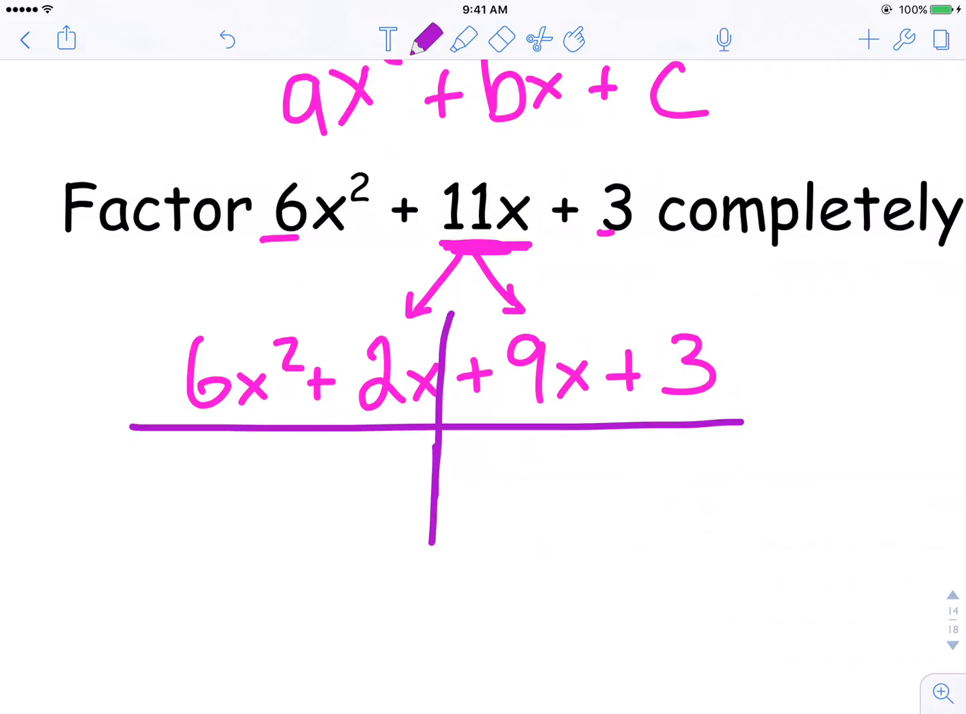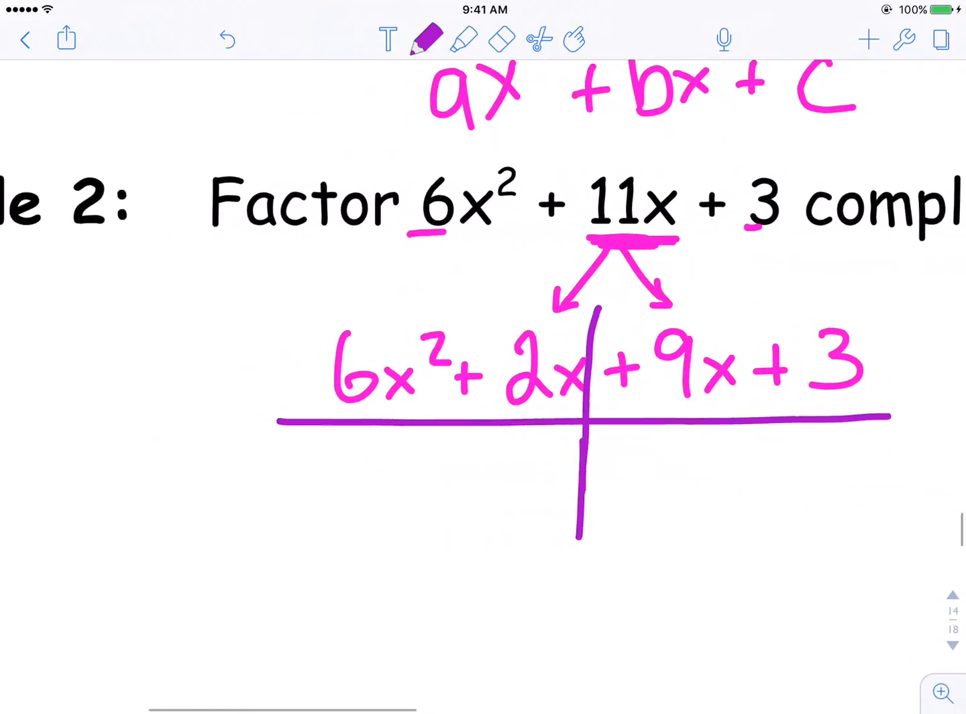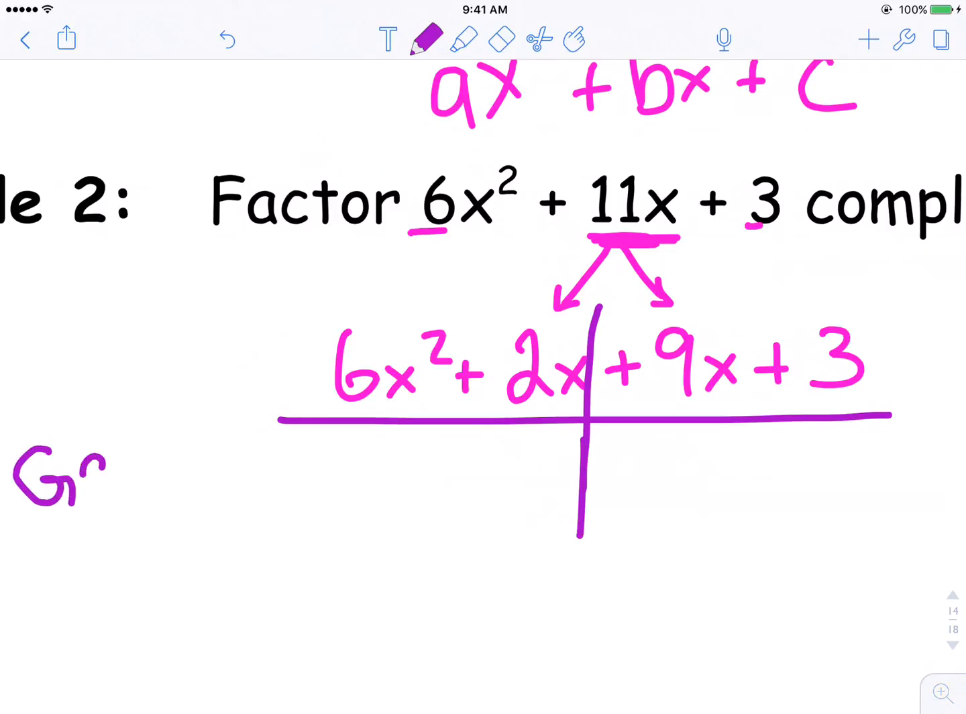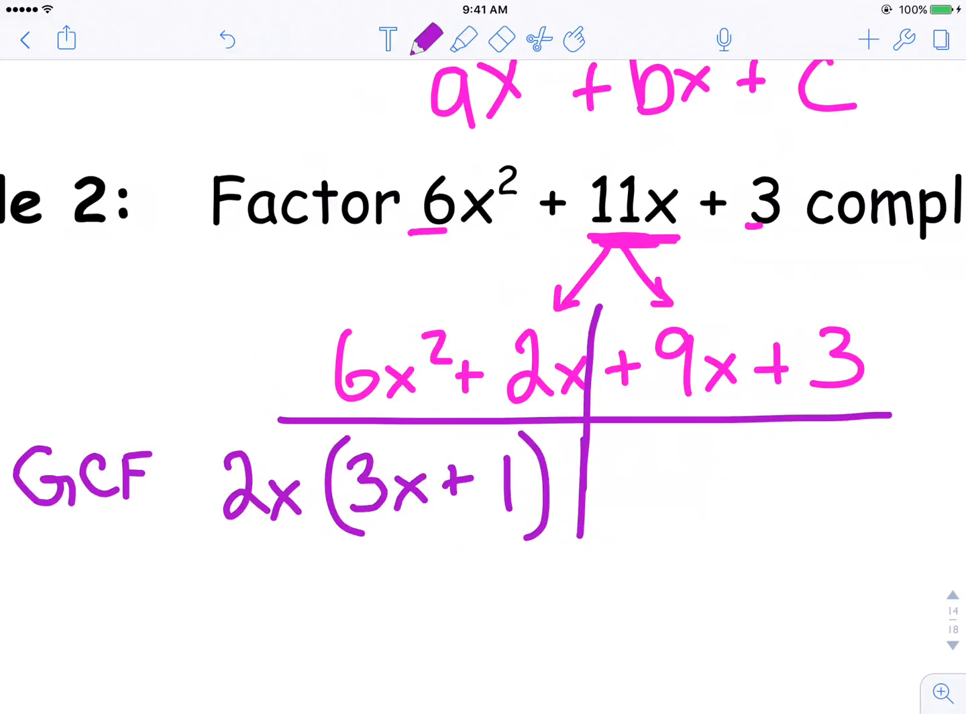Look at the first two terms as a group, find a greatest common factor, GCF, of 6x squared and 2x. Well, both 6 and 2 divide by 2, and they both divide by x, so 2x. If I factor out a 2x or divide both by 2x, I'm left with 3x plus, well, 2x divided by 2x is, I hope you said 1 and not 0, because anything divided by itself is going to be 1 and not 0. 3x plus 1.